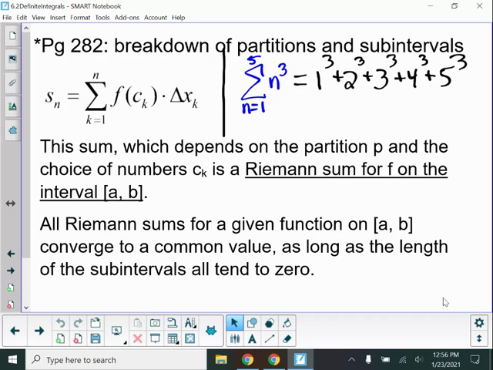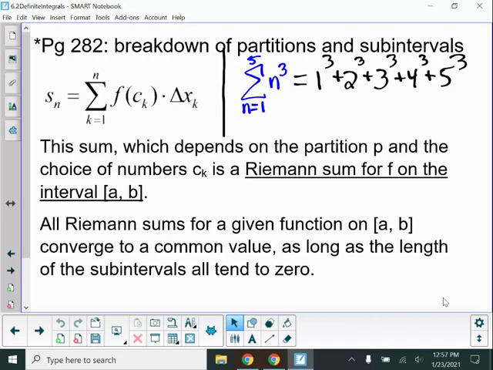So with the partitions and the subintervals, your sum, your S sub n that we have listed here, is going to depend on the partition P, so basically how you're splitting it up, and your choice of numbers C sub k, so that's going to be the numbers that you're plugging in there. This is a way to express a Riemann sum for f on some interval. So this is just really a mathematical way to express what we've been doing with the Riemann sums.